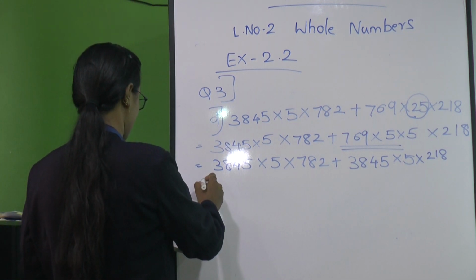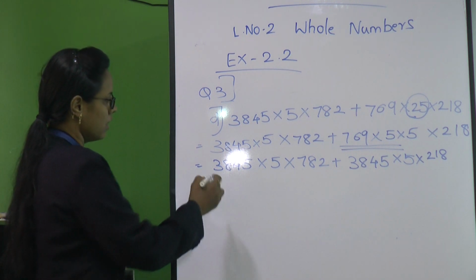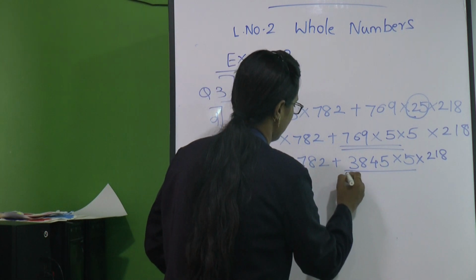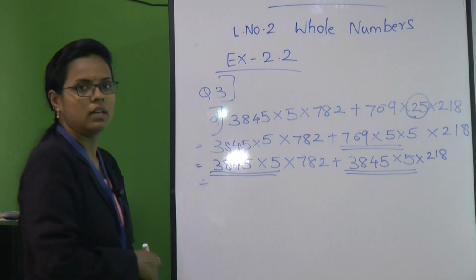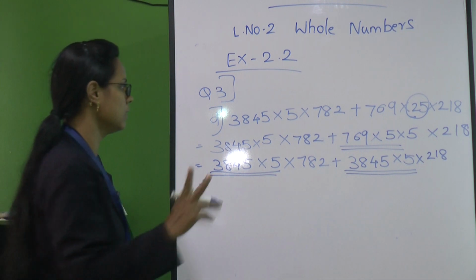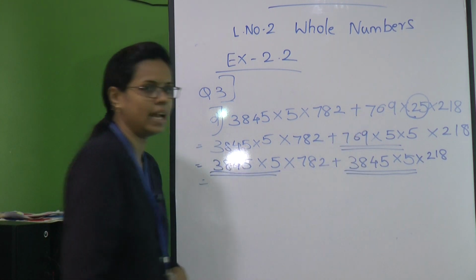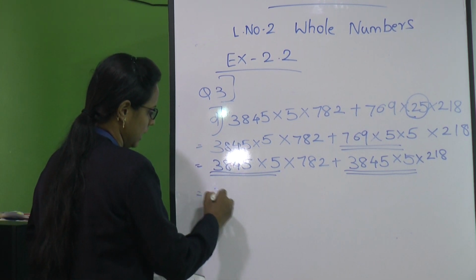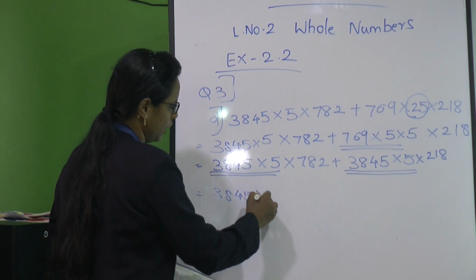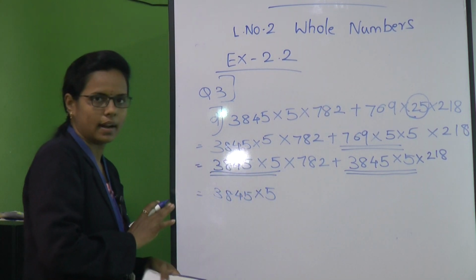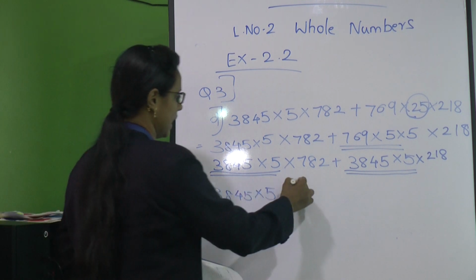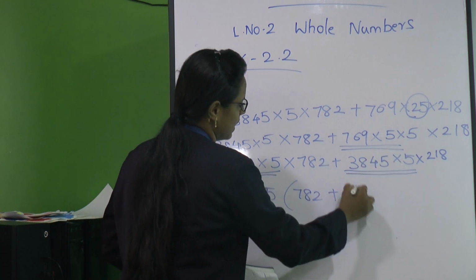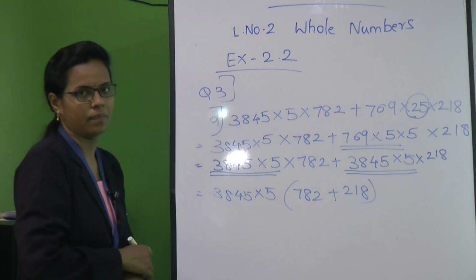Next step. Now see students, we got 3845 into 5 common here, and here also we got 3845 into 5 common, right? We got two numbers common, the remaining are 782 and 218. Let us take this common separately. So 3845 into 5 we have taken common. And in bracket now we will take 782, the symbol is plus here, and remaining is 218. Let us solve this.